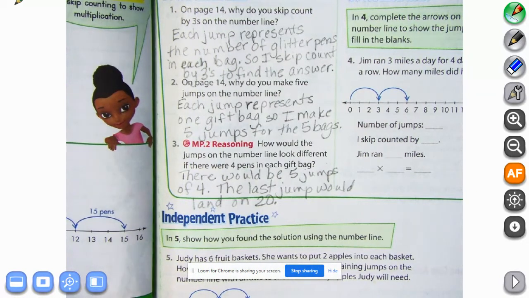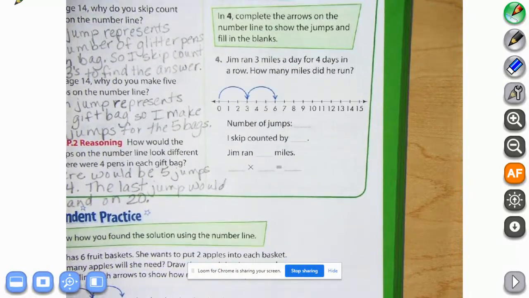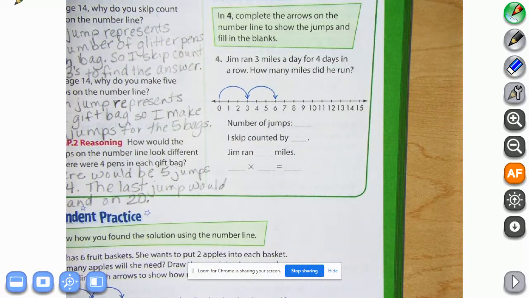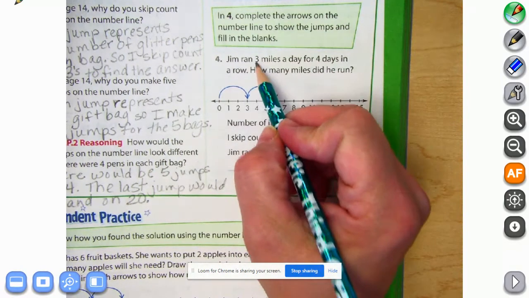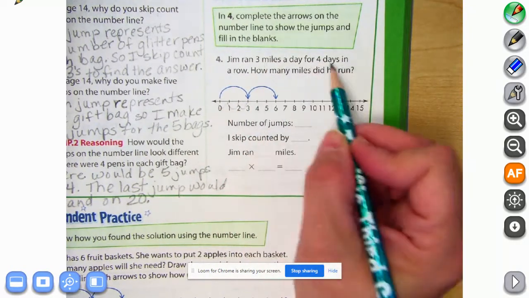Okay, pause if you need to, and when you're ready, you're going to come back and we're going to go to number 4. Complete the arrows on the number line to show the jumps and fill in the blanks. Jim ran 3 miles a day for 4 days in a row. How many miles did he run? Okay, so it says 3 miles, so it looks like we have 1, 2, 3. So each jump is 3, and we have 4 days.